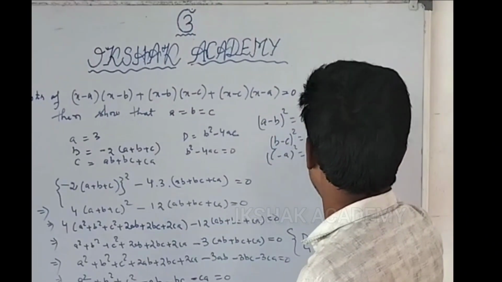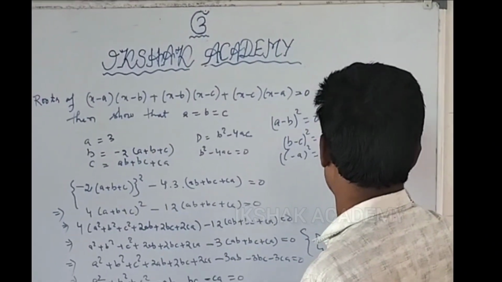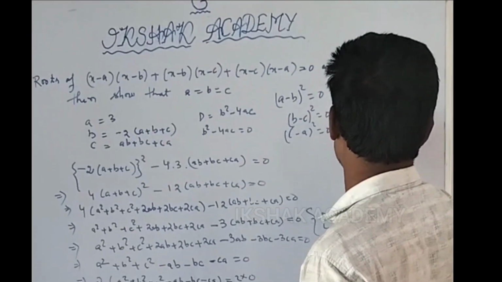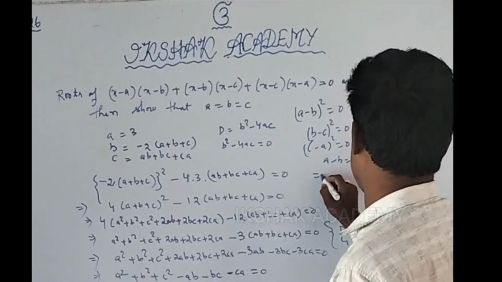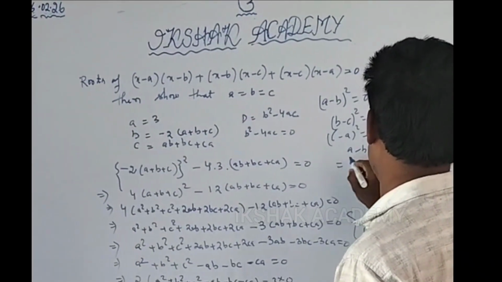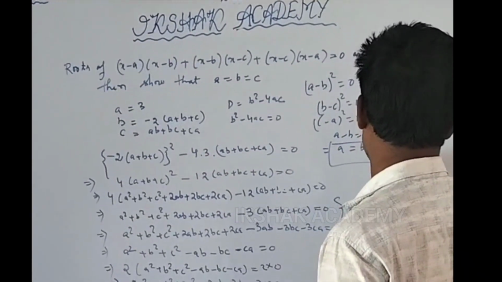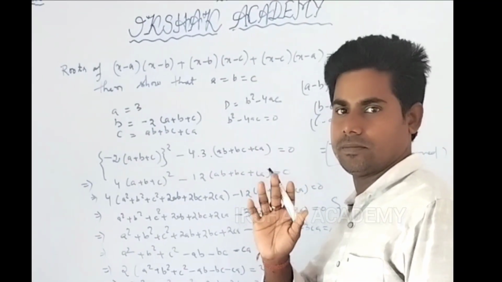Okay, so a minus b equals to 0, then b minus c equals to 0, then c minus a equals to 0. So a minus b equals b minus c equals c minus a. So a, b, c cancel out, so a equals to b equals to c, which you have to prove. Okay, thank you very much.